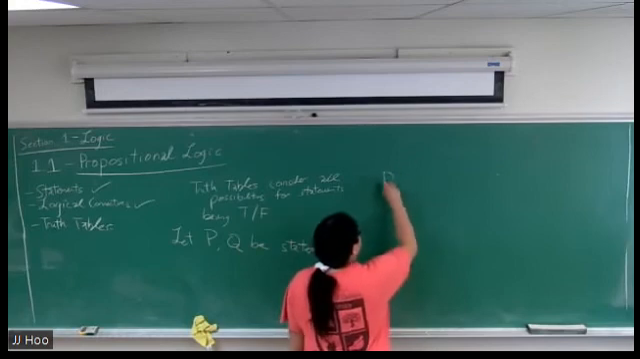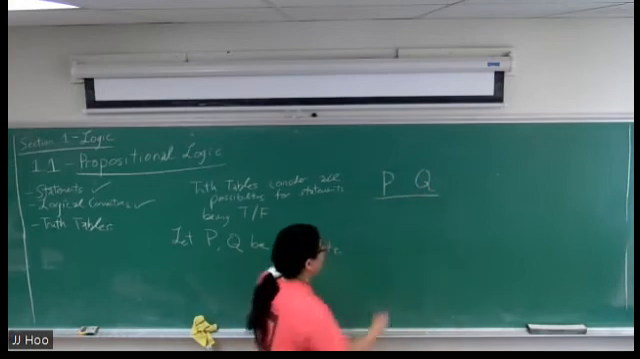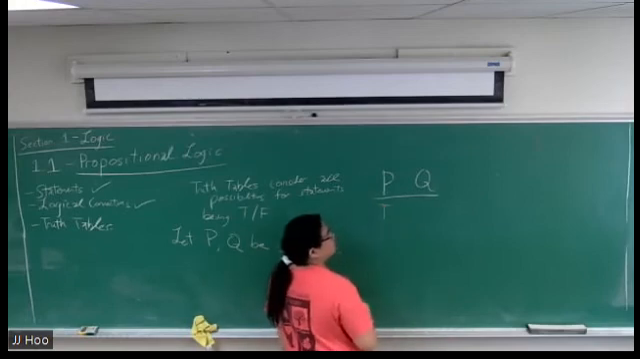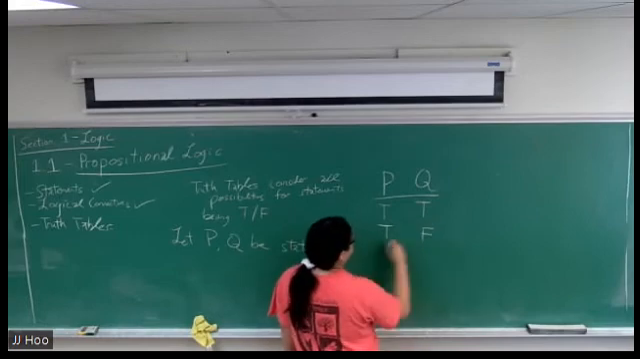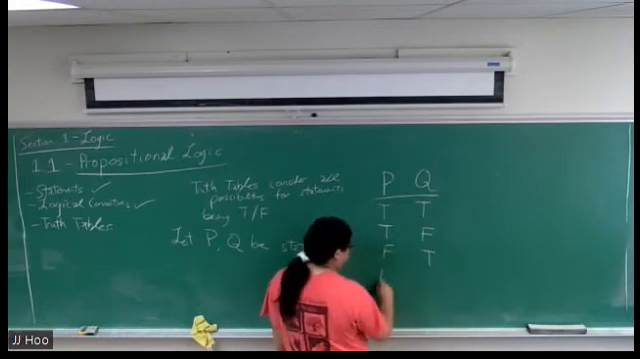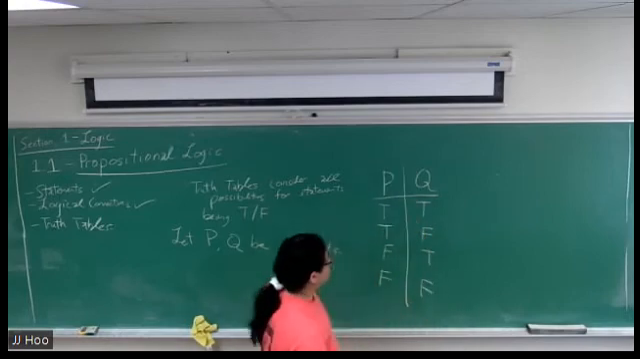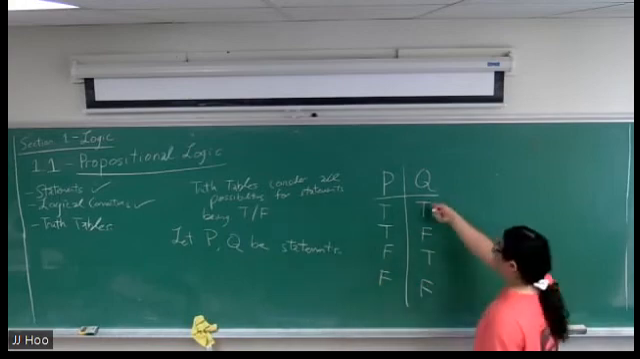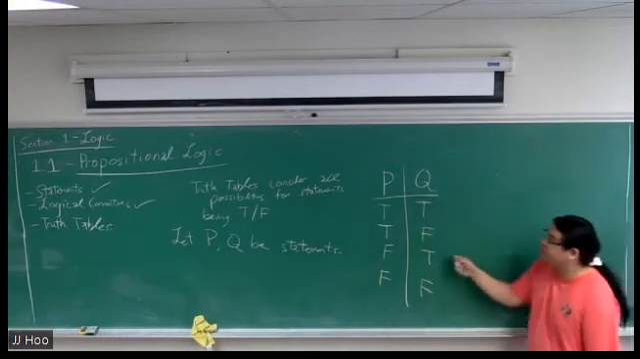So if I want to list out all the possible ways in which P and Q can be true, well, let's just start with P being true, right? Then Q can be either true or false. And now we change P to be false, and then Q can be true or false. This is not too hard to see. Now, how many options are there here? There's 4 options, right?